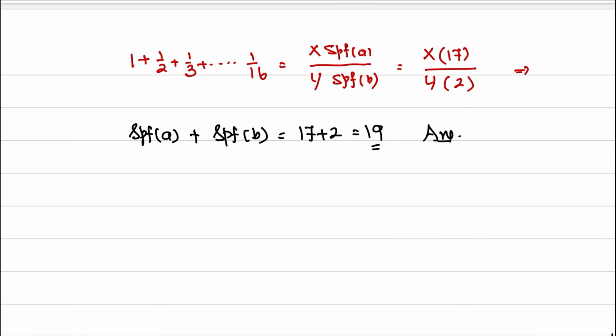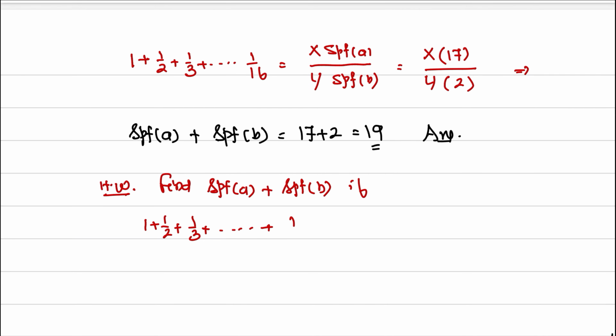Similar way, if it has gone up to 1 divided by 2025, there also we can easily find out. For example, as a homework, try to do it. Find the sum of the smallest prime factor of A plus the smallest prime factor of B if 1 plus 1 by 2 plus 1 by 3 up to 1 by 2025 is equal to A by B.